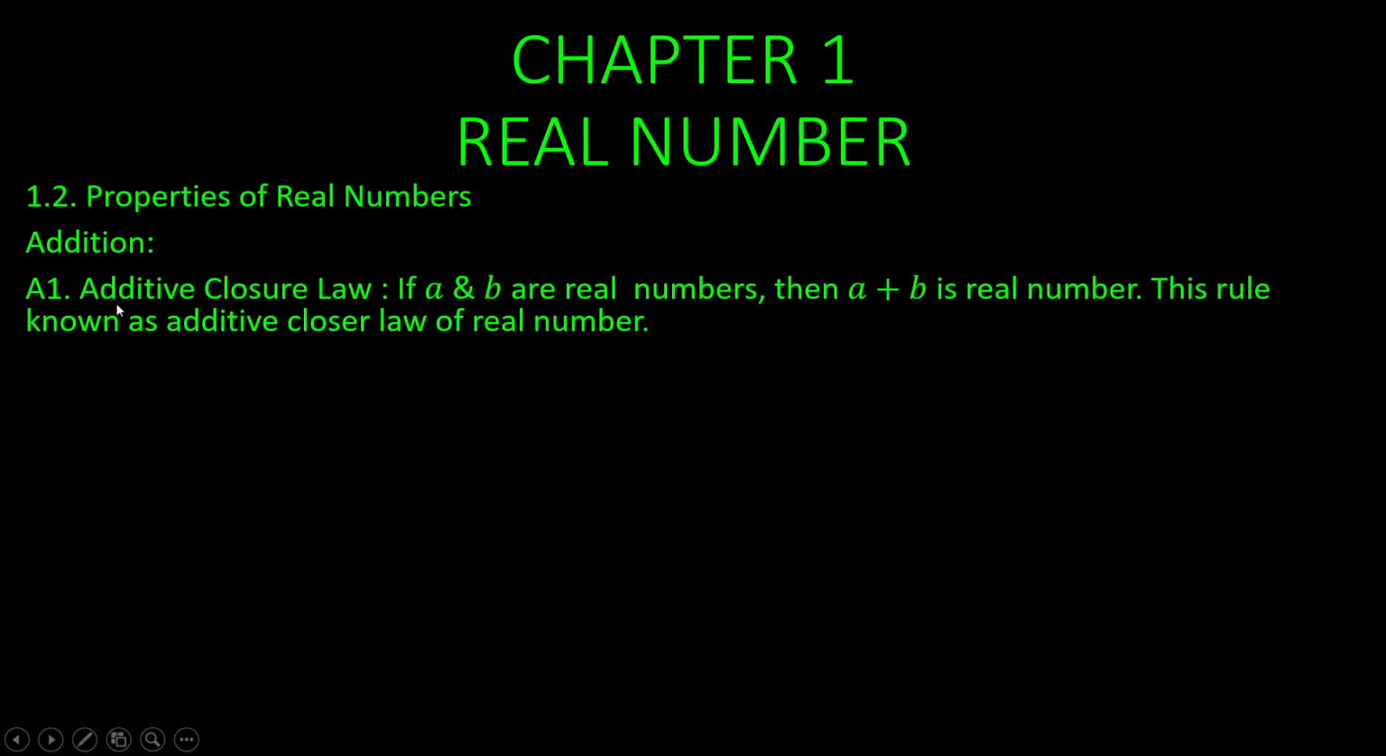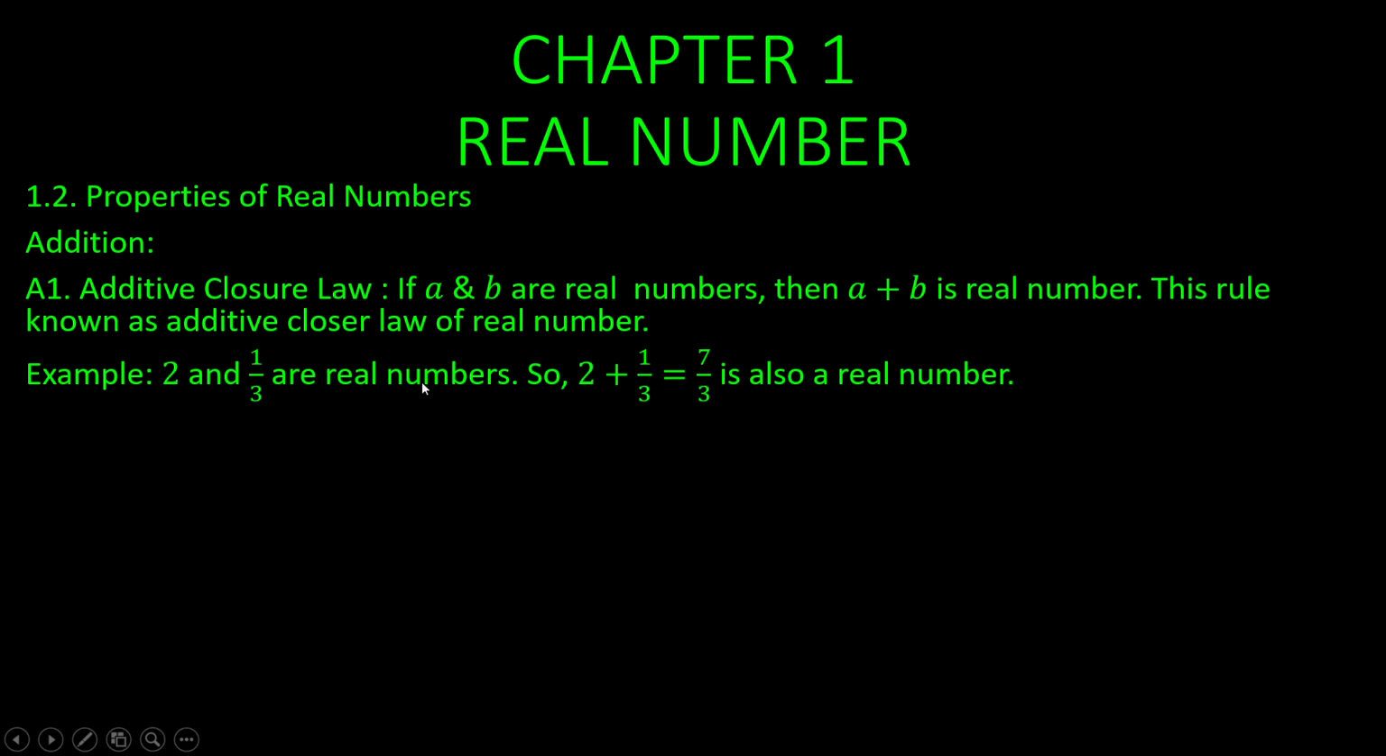The first addition property of real numbers is known as the additive closure law. That means if a and b are real numbers, then their sum a plus b will be a real number. This rule is known as the additive closure law of real numbers.